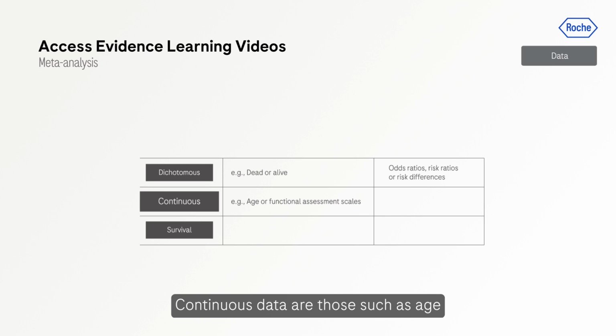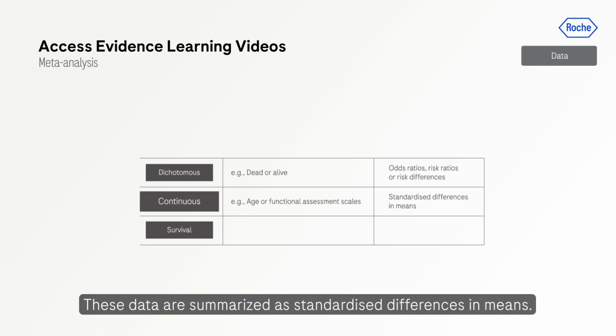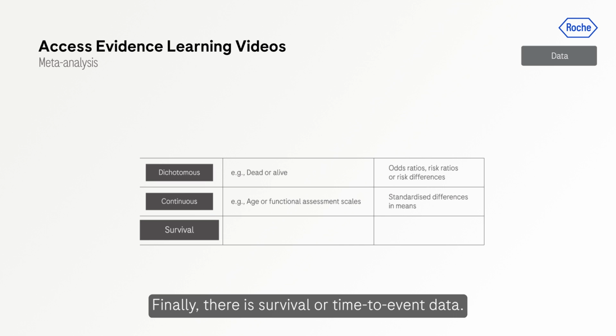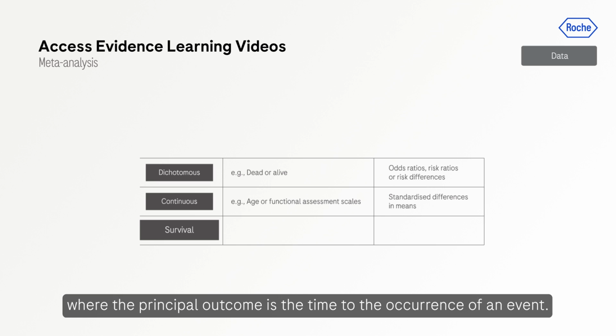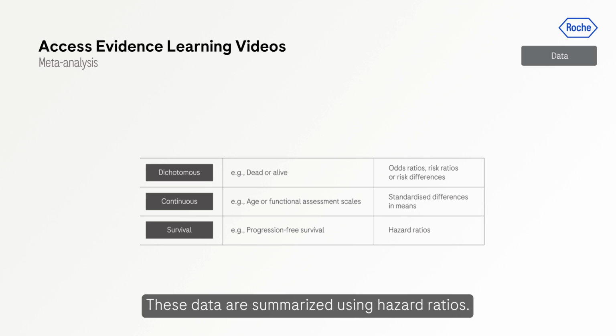Continuous data are those such as age or functional assessment scales. These data are summarized as standardized differences in means. Finally, there is survival, or time to event data. These are commonly used in oncology trials where the principal outcome is the time to the occurrence of an event, for example, progression-free survival. These data are summarized using hazard ratios.